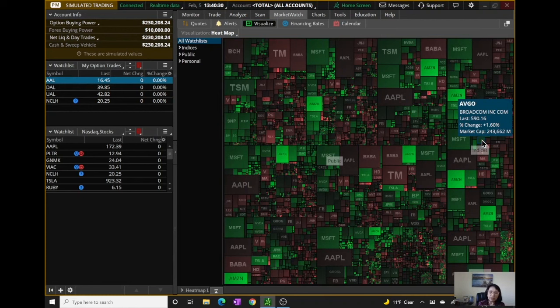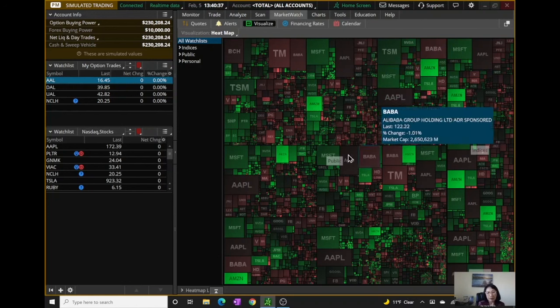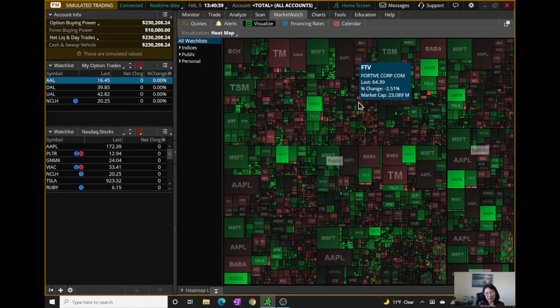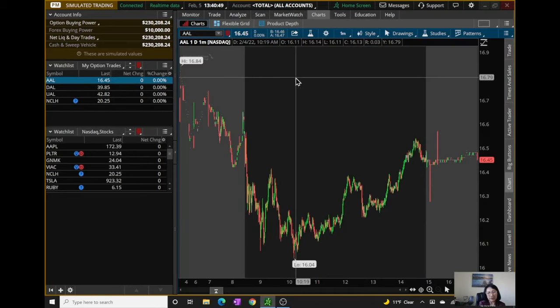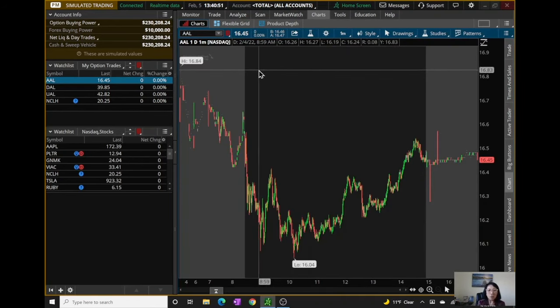Some of you may say this could be bullish because you see a lot of green start popping up. But then there's a lot of small red colors in this market watch. So now I'm going to look more closely at American Airlines and see what this looks like. This is a 1 day, 1 minute movement.